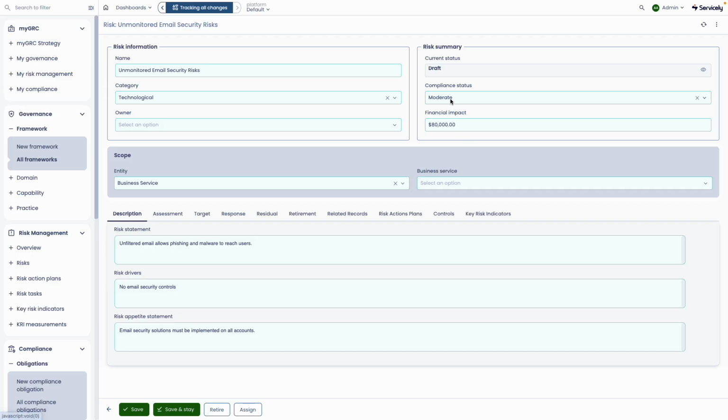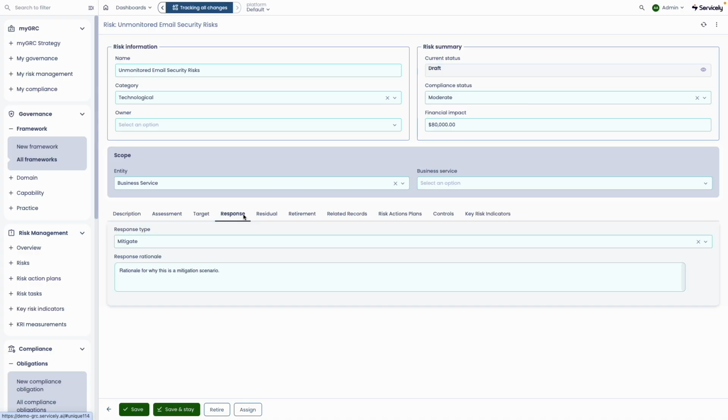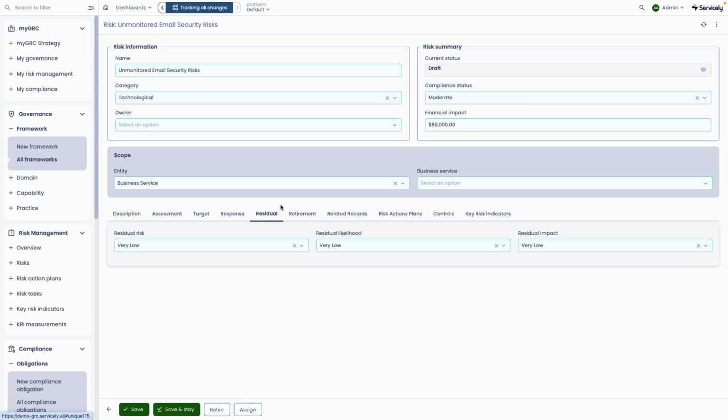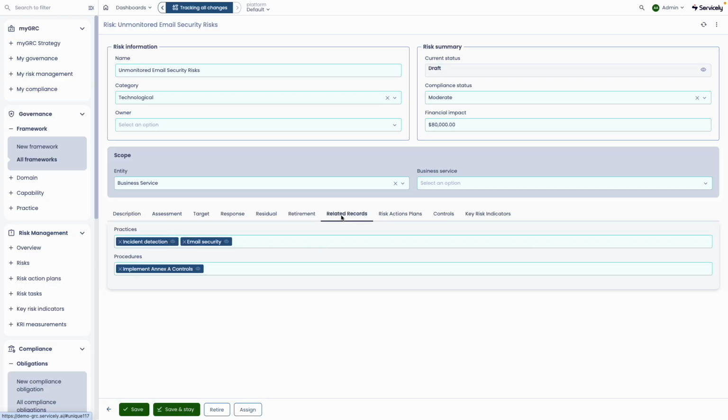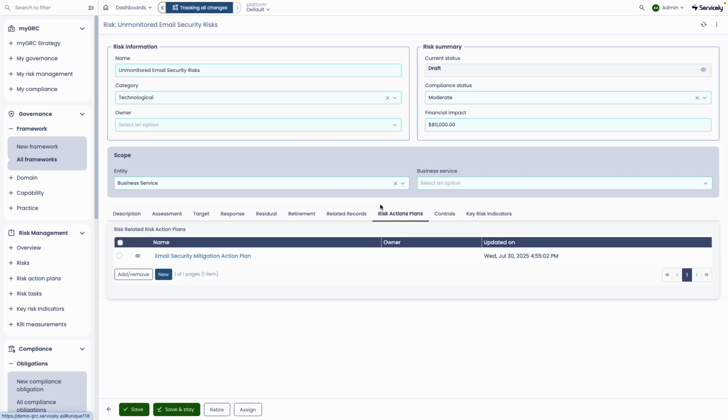We have our compliance status as well. We have financial impact, the scope. We have our risk statement, drivers, and appetite. We have the current assessment of the risk level. We have the target that we would want to achieve, our response to that particular risk, and the remaining risk once we're done with all of our efforts. Of course, we can also retire the risk. We can relate the risk to both practices and procedures as well. And we can put plans in place that will help us sort a particular issue. And of course, we have the link to the compliance world as well with the relevant controls in place.